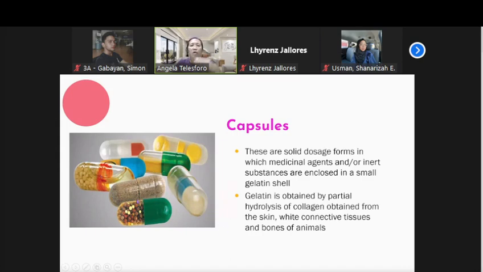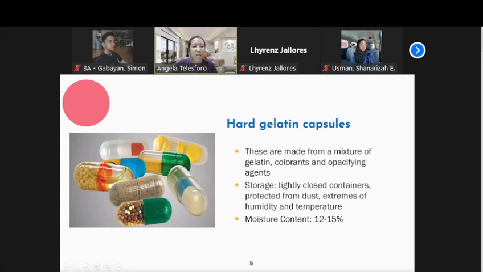Okay. So, we have hard gelatin capsules. This is the capsule. Usually its shape is fixed, no? And we add opacifying agents. The hard gelatin capsule should be stored in tightly closed containers and protected from dust because it sticks to the gelatin. It cannot be exposed to extreme humidity and temperature. And the moisture content of the capsule must be 12 to 15% because it is brittle. Okay? So these are examples of hard gelatin capsules, as you can see.